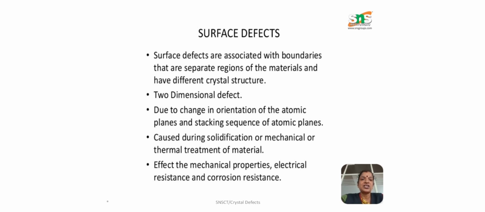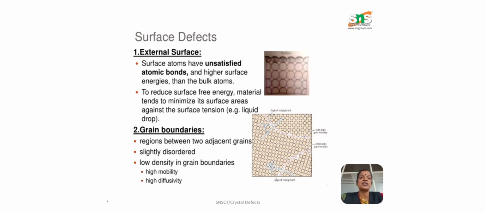These are associated with the boundaries that separate regions of the material and have a different crystal structure. This comes under the two-dimensional defects, and this defect will affect the mechanical properties, electrical resistance and corrosion resistance. So here we can see some of the surface defects. The first one is the external surface. Here we have unsatisfied atomic bondings. In the grain boundaries we have separate regions.